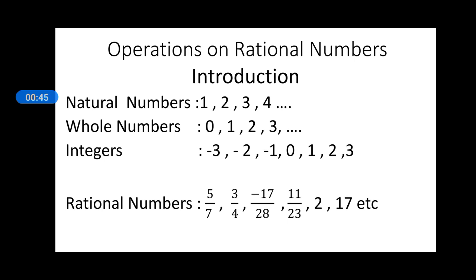What are rational numbers? Rational numbers are written like fractions. For example, 5 upon 7, 3 upon 4. However, the group of rational numbers includes all types of numbers mentioned before.